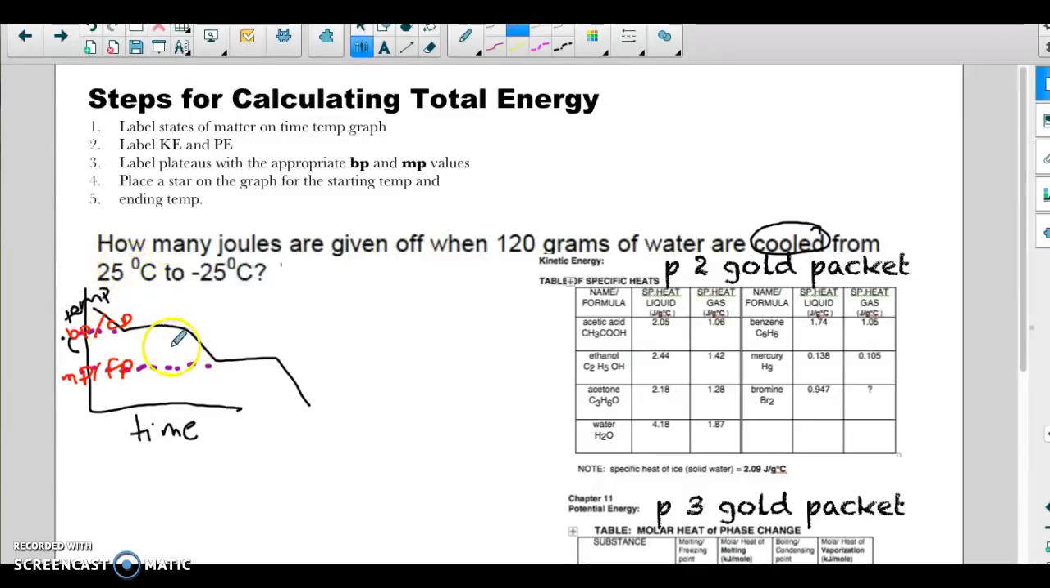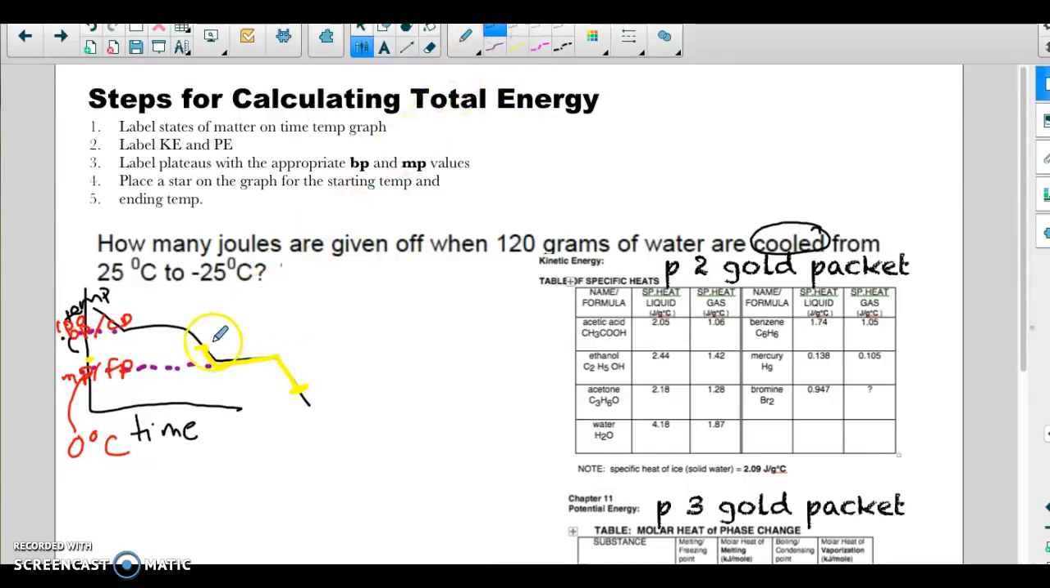So in this question, for water, this value here would be 100, and this value here would be 0. So in the question, they're asking for the water to go from 25 degrees, which is going to be down here somewhere, and then it's going to go down to negative 25, so down here. So you're going to really have 1, 2, 3 calculations.